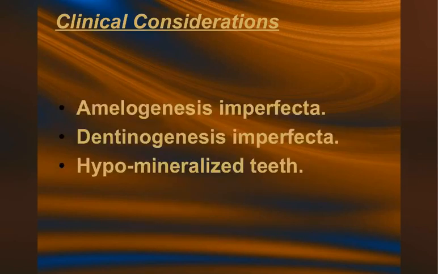Defects in structure include amelogenesis imperfecta, which is a genetic defect in enamel formation. Dentinogenesis imperfecta, again a genetic defect in dentine formation. So dentine is formed but it's faulty. Again, amelogenesis imperfecta, enamel is formed but is faulty and can be lost more easily.